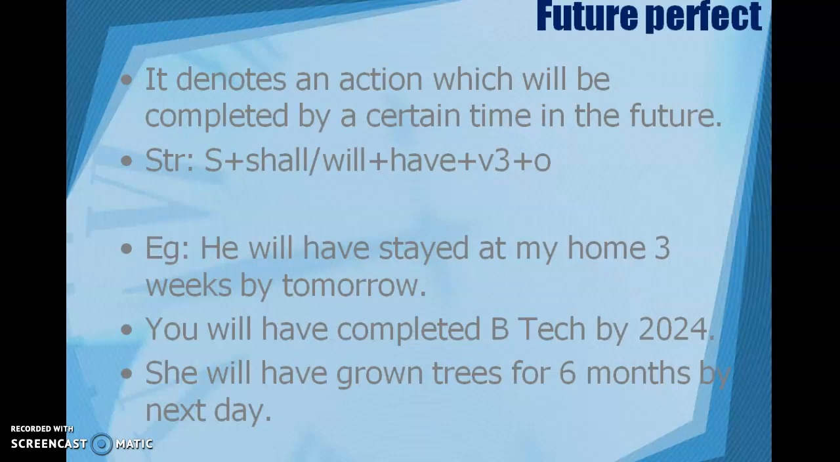He will have stayed at my home 3 weeks by tomorrow. You will have completed BTech by 2024. She will have grown trees for 6 months by next week. See, you feel it is a little difficult to use these sentences, but believe me, use them. Practice them. Use in day-to-day life. You will enrich your grammatical structure. You will get grip over tenses.